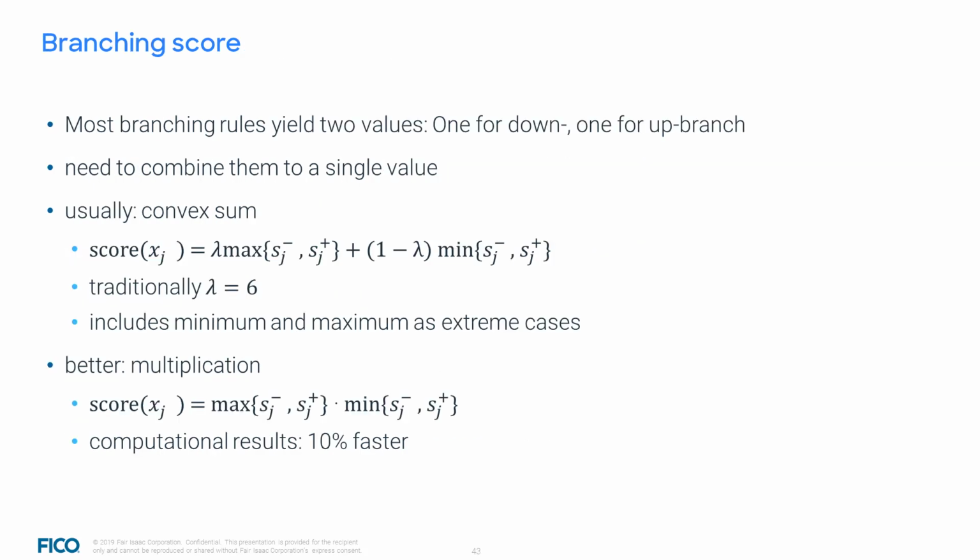As already mentioned earlier, most of the branching rules yield 2 values, one for up and one for down branching. These need to be combined into a single value. One option is to take a convex sum of the two, but it is empirically better to use multiplication.